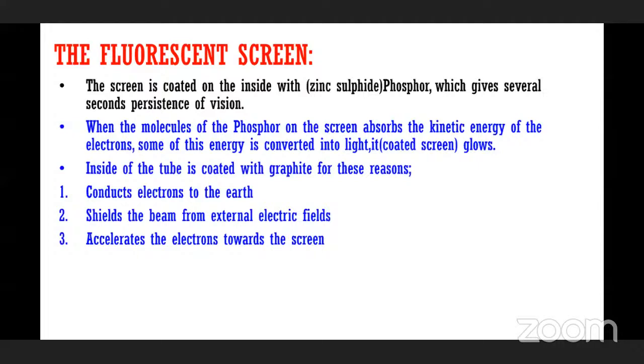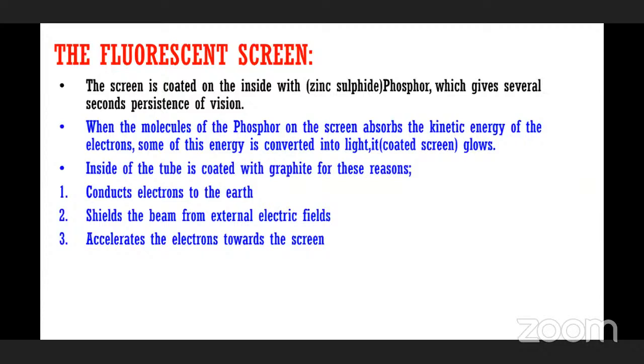The screen is normally coated on the inside with zinc sulfide, or any other substance that can glow. We have another substance known as phosphor. The substance glows on impact with a beam of electrons. So in that case, we are coating this screen with something that can glow. One of the substances is zinc sulfide, and we also have phosphor and so on.